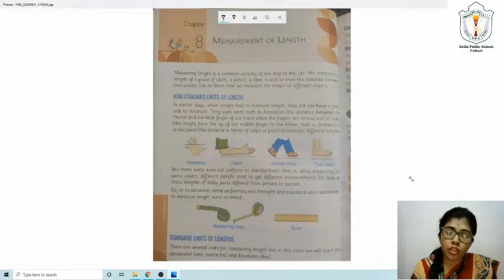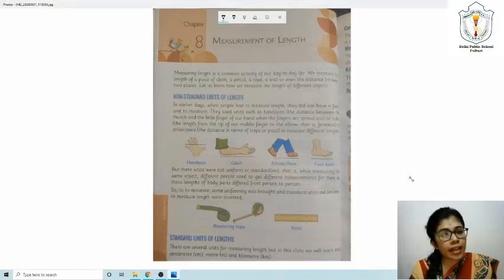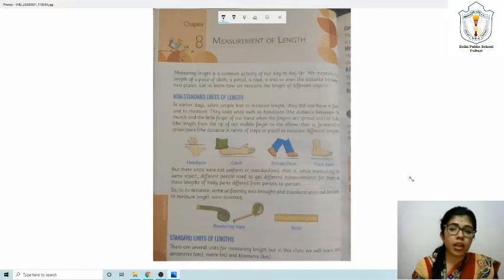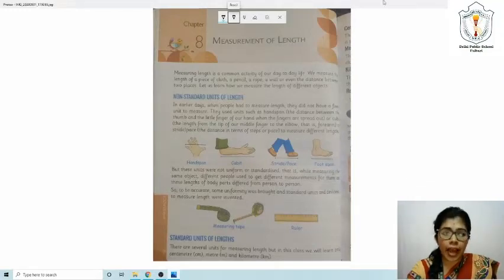Please make sure children, when you use these abbreviations, you have to write them in small letters, not capital. Do not use capital letter K and M. They have to be written in small letters. Now having said that, let us move on with the exercise that we have.